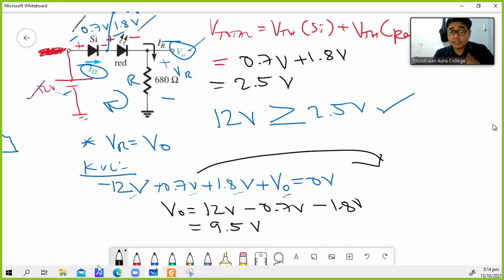The question is, is it AC or DC? Ano bang input mo? DC. Therefore, yung output natin is also DC. Okay? So that is 9.5 volts. Na-solve na natin yung unang nire-require.